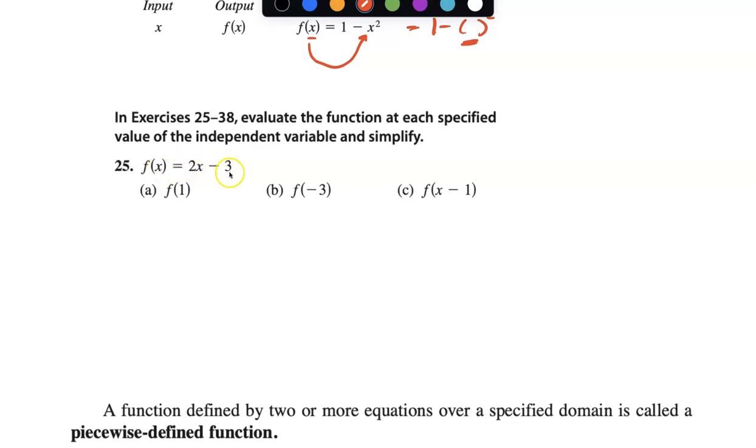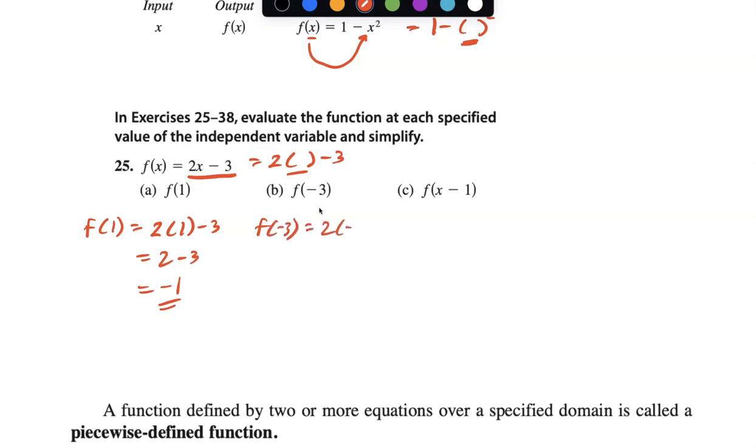I have f of x equals 2x minus 3. We want to figure out what f of 1 is. This function here is all this function is. Whatever's inside, I substitute in for x. So f of 1 is just going to be 2 times 1 minus 3, which is 2 minus 3, which is negative 1. Same thing for the next one, f of negative 3. Just plug into the function.